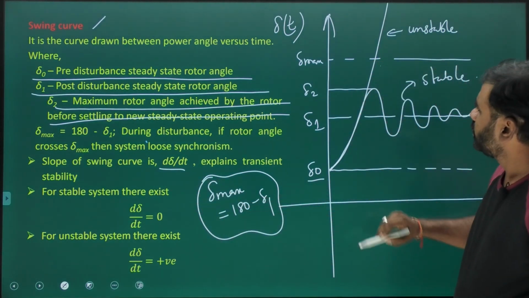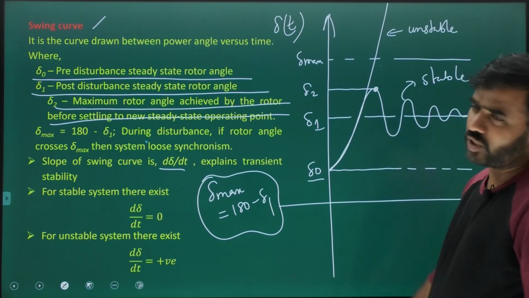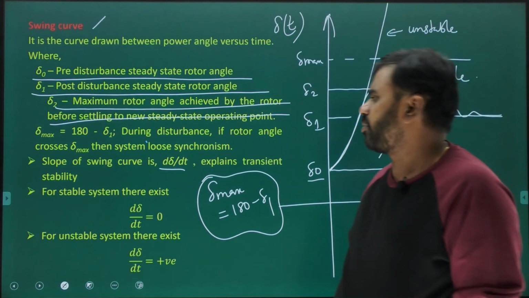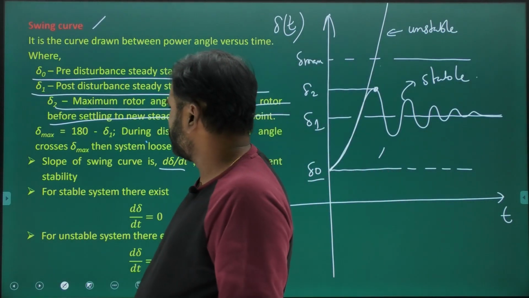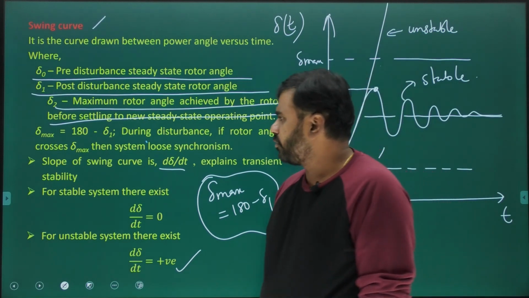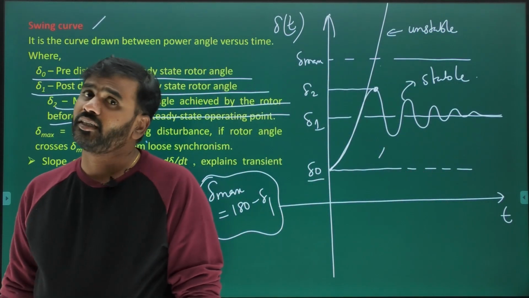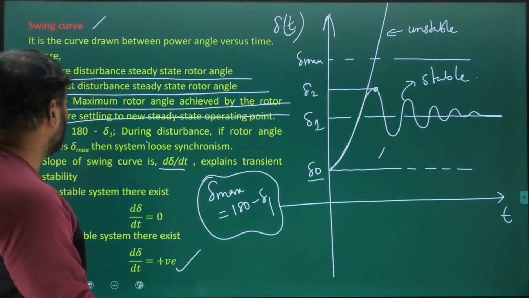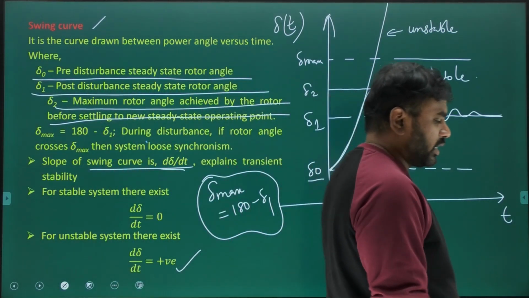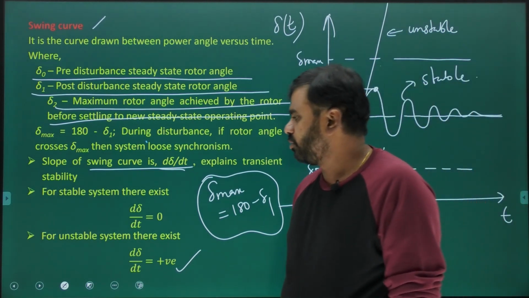The slope of the swing curve is d delta by dt. For a stable system there exists a point where d delta by dt equals 0. Here it is 0, but for an unstable system d delta by dt is always positive. Okay, clear? That means from the slope of the power angle curve we can conclude steady state stability. From the slope of the swing curve, that is d delta by dt, we can conclude transient stability of the system. Clear?